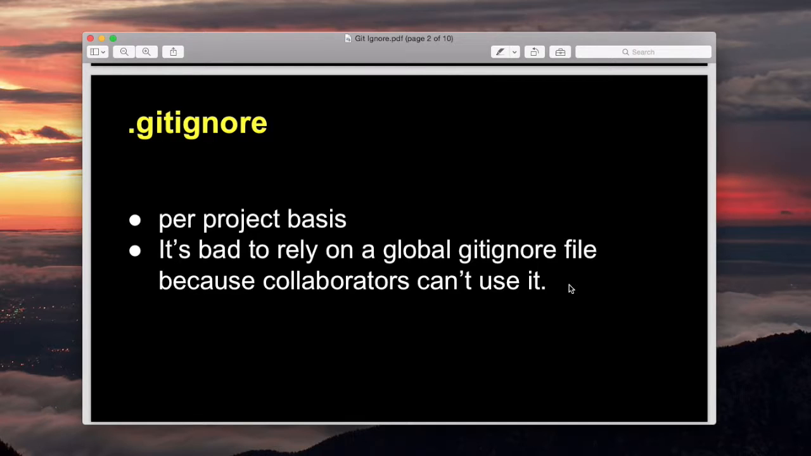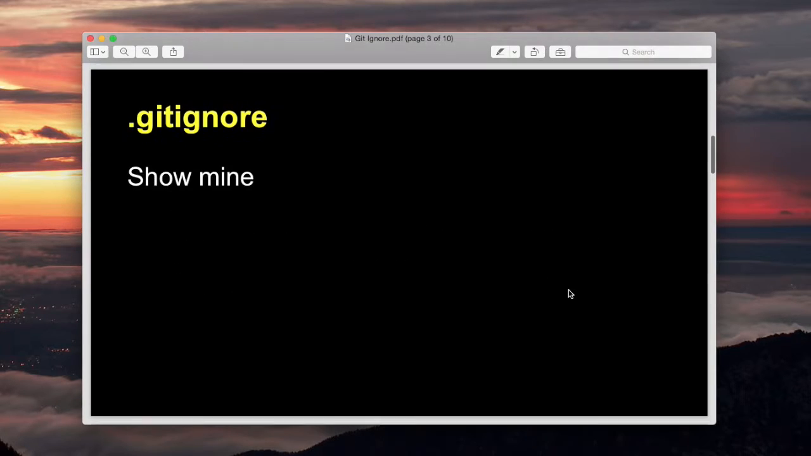So the .gitignore file is going to be on a per project basis. It's bad to rely on the global gitignore file because collaborators who are working on the same project may not be ignoring the same files that you are ignoring, and this can cause a problem. All of you have to agree on what needs to be ignored. I'm going to show you one of my sample gitignore files.